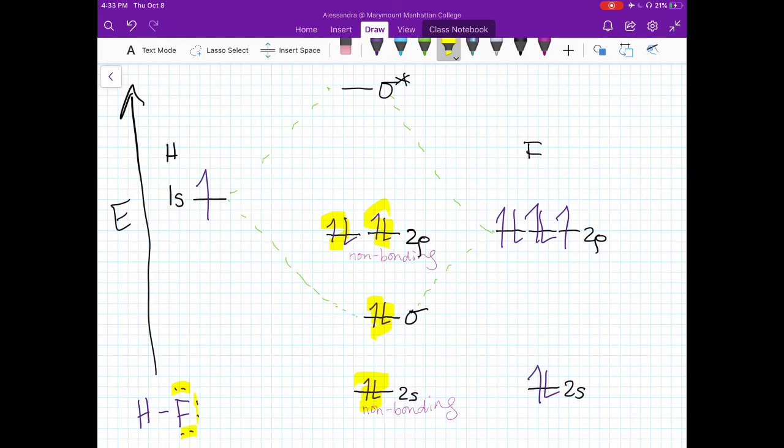So we can see how you can have covalent bonds even in heteronuclear diatomics. You just need to find which orbitals are close enough in energy to overlap.